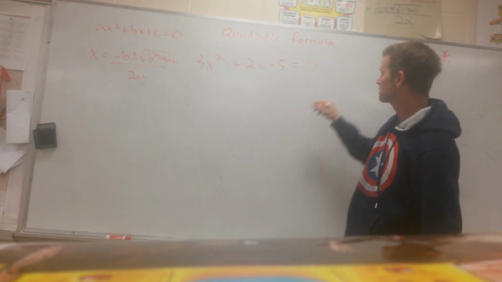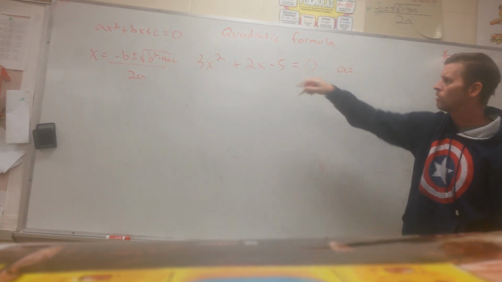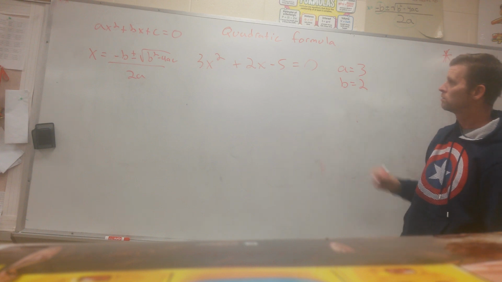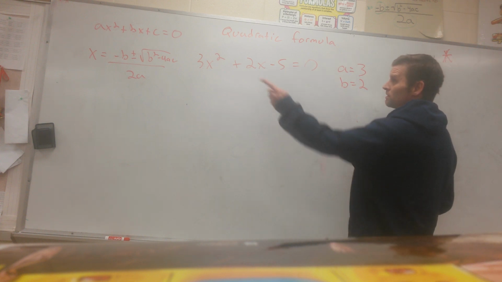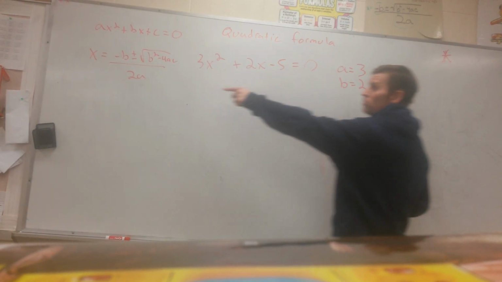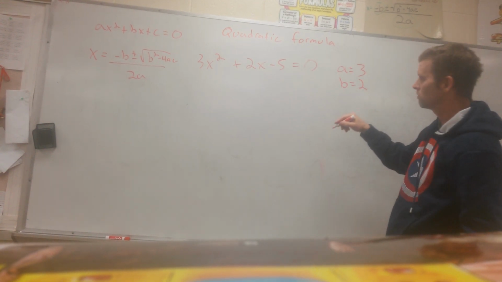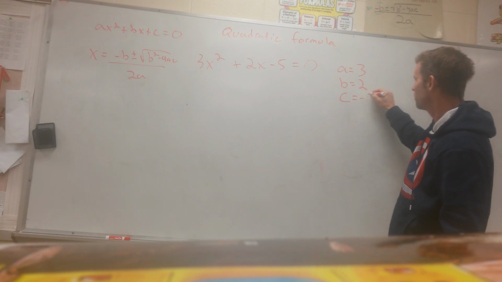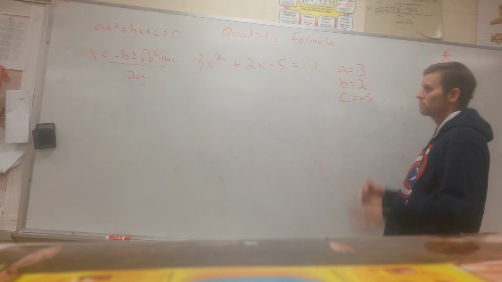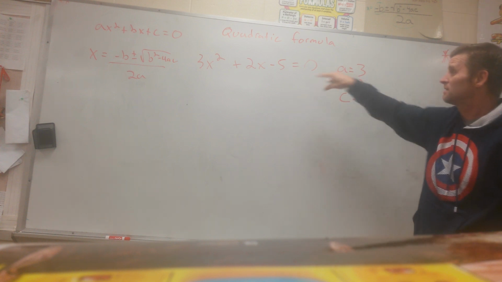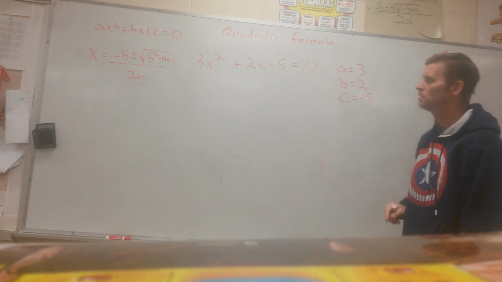So in this case, a equals what? a equals 3. b equals 2. Now when I say negative b, it's going to be negative 2. But if it was a negative, then I would say positive 2. All right, c equals negative 5. Just going to plug numbers in. It's really easy. Just take these numbers and shove them into the formula.